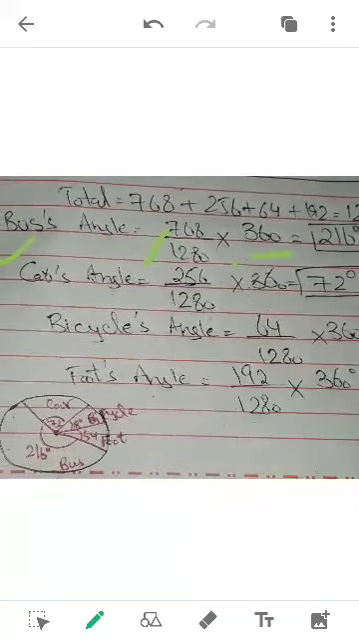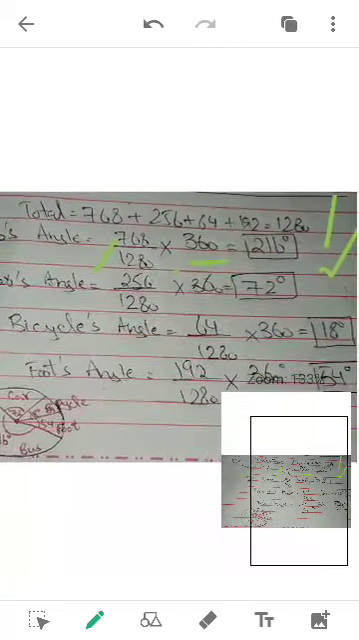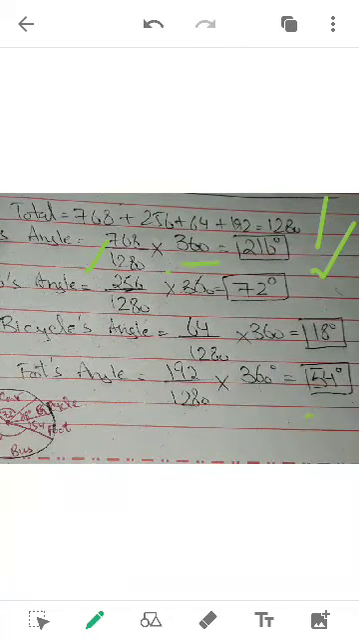Got it? Similarly, I have calculated the other three angles. You can just simplify that. The car's angle is equal to the number of students who were traveling by car, 256, divided by the total value and multiplied by 360. Again 360, not 100, because I am not calculating the percentage. I am calculating the angle, and the total angle is 360 degrees. So it is 72 degrees. Similarly for bicycle and foot, you will calculate the angles by yourself.